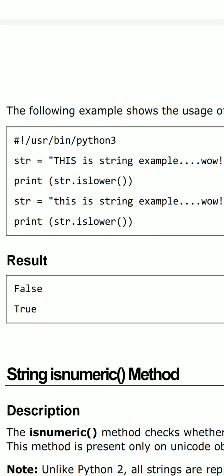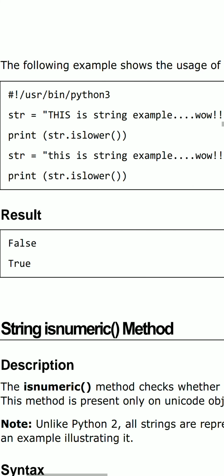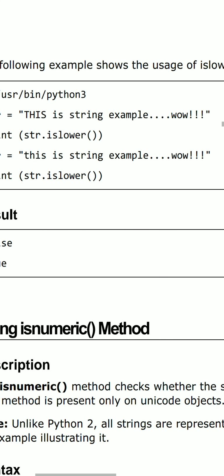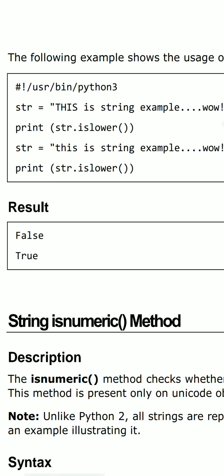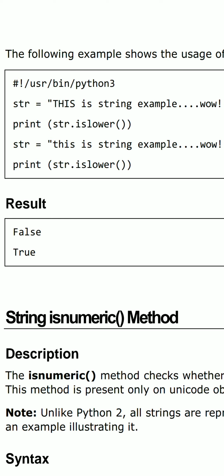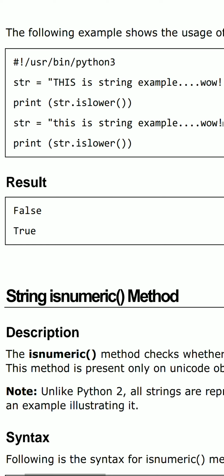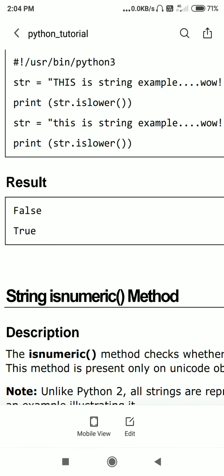Here I have taken a small example. In the first one, "THIS" has all four letters in capitals, followed by "is string example". Then I print the statement string.islower(), and then I have taken another string where all are small characters. For the first string, the first four characters are capital letters, that's why it returns the value false. And in the second statement all are in lowercase, that's why it returns the value true. That is about the islower method of the string.